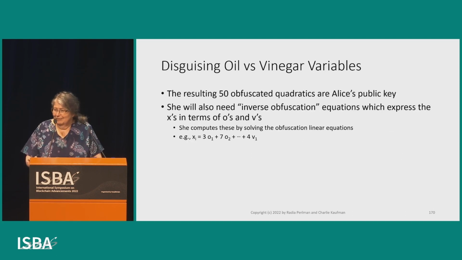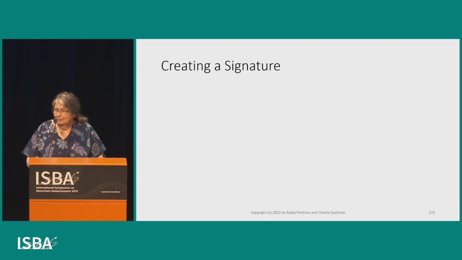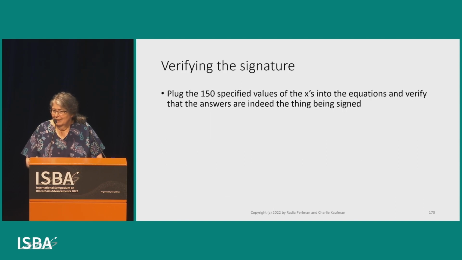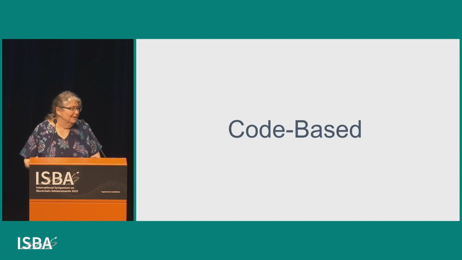So anyway, this I don't want to talk about. Okay, so I think we should go to code-based. That gives you a taste of what the multivariate ones are. And the nice thing about multivariate ones is the signatures are extremely small, but public keys are annoyingly big.